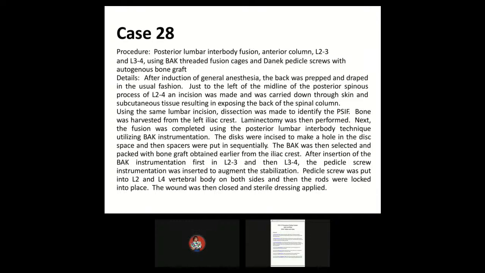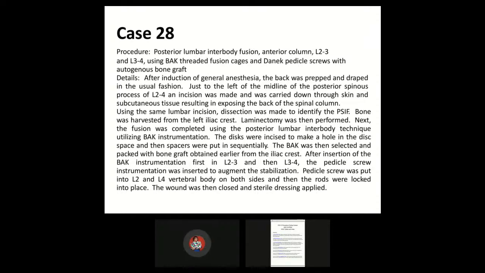All right. So, using back threaded fusion cages and pedicle screws with an autogenous bone graft. We've seen autogenous before, auto meaning self, it came from the patient's own body. So, normal stuff happened. Prepped, draped, usual fashion, anesthesia was administered. And just to the left of the midline of the posterior spinous process of L2 through 4, an incision was made and carried down through the skin and subcutaneous tissue, resulting in exposing the back of the spinal cord. So by now, you should have figured out this procedure is on the back.